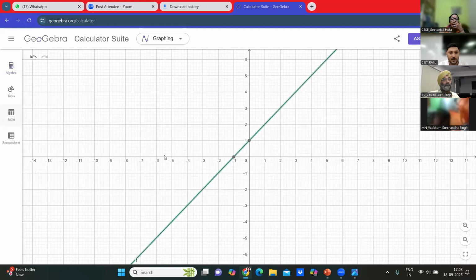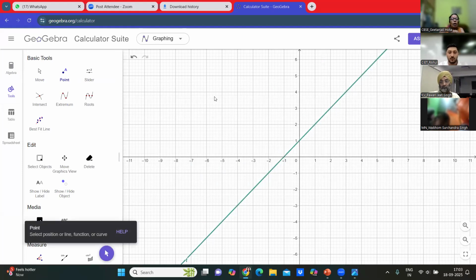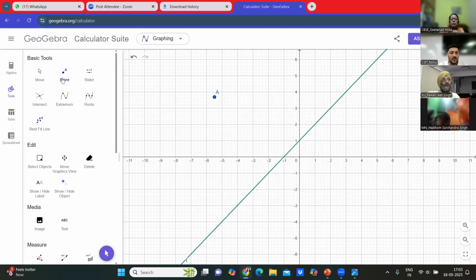Graph changing. Now we can go to the tools. If we want a point, click here and make a point.